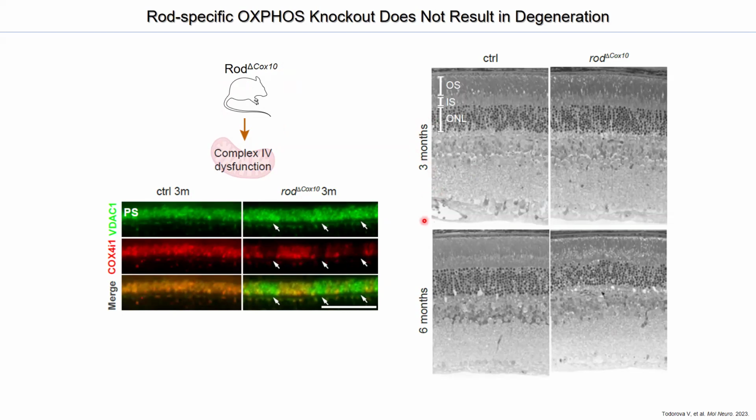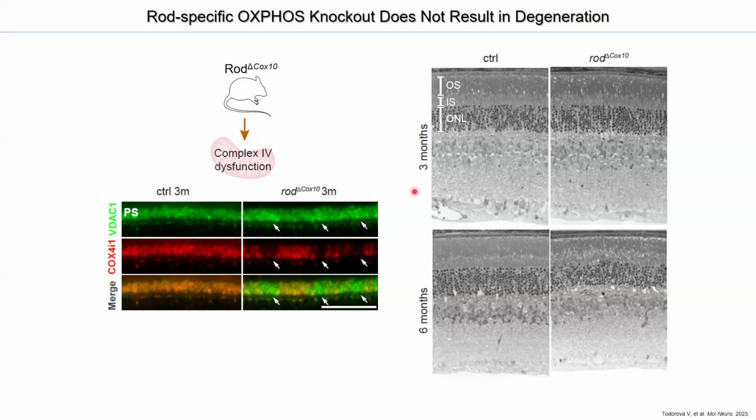However, both at 3 months and 6 months, we didn't really see a proper degeneration of these mice, and they didn't show any lack of activity or ERG or anything else. So from this, we concluded that it's not the lack of OXPHOS and the lack of ATP production that is causing degeneration in wild-type photoreceptors that are exposed to chronic hypoxia.